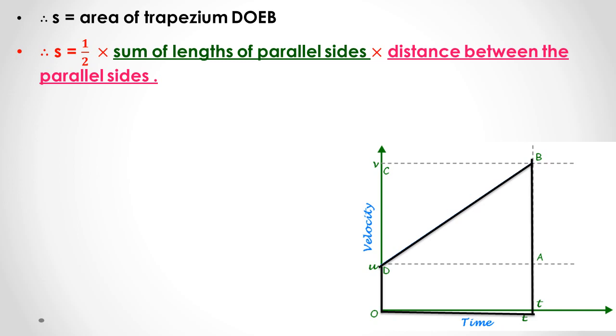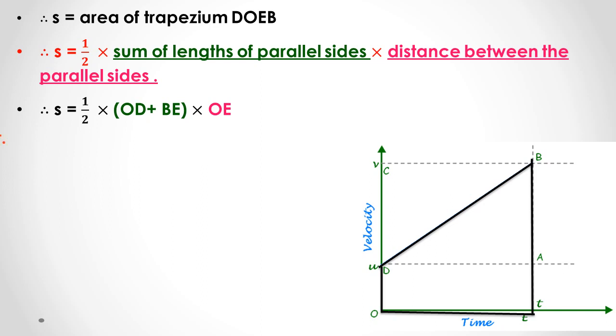OD and BE are the parallel sides of the trapezium, and the distance between the parallel sides is time. After writing the sides, the formula becomes S equals half multiplied by the sum of the lengths of the parallel sides, OD plus BE, multiplied by the distance between the parallel sides, which is nothing but OE.